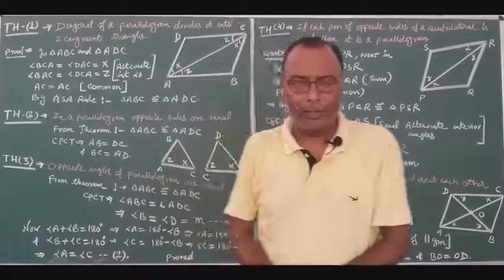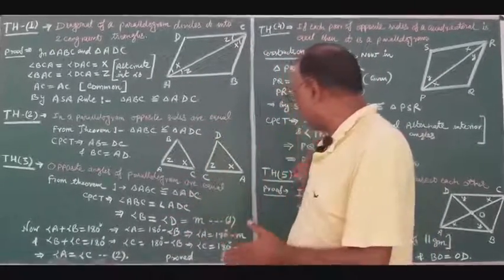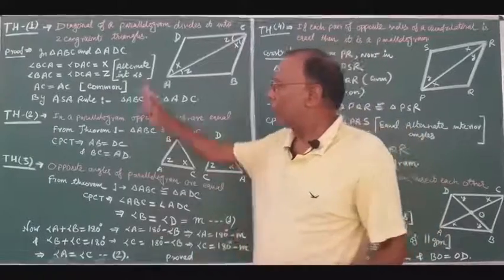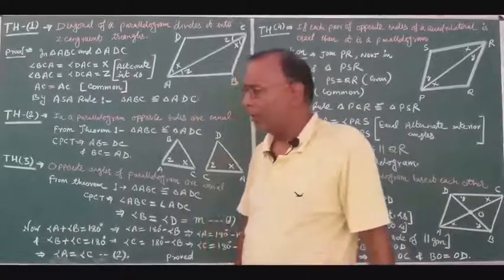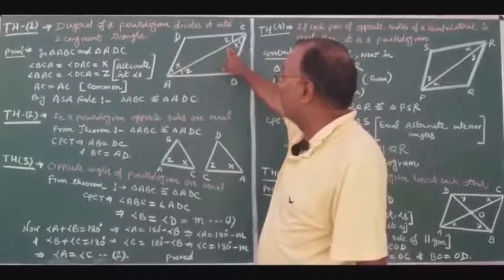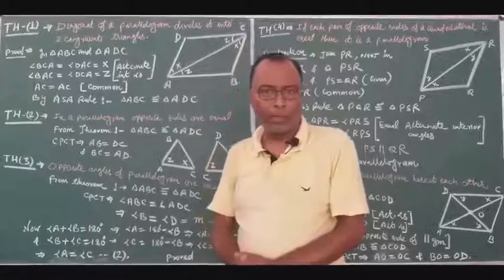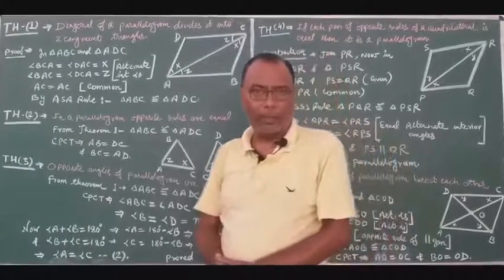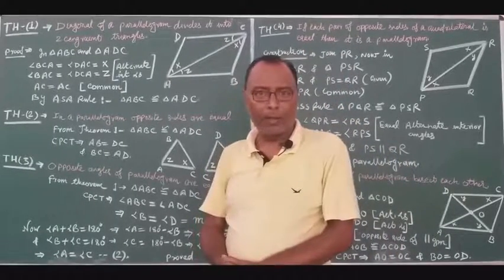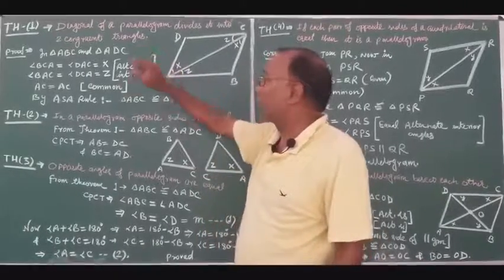Now just look at some theorems. This is theorem number 1. The diagonal of a parallelogram divides it into two congruent triangles. What is theorem number 1? The diagonal of a parallelogram divides it into two congruent triangles.